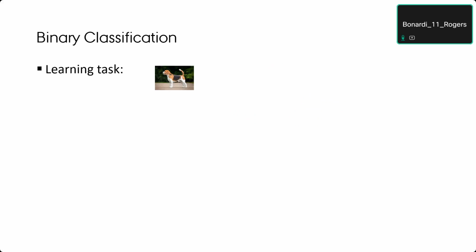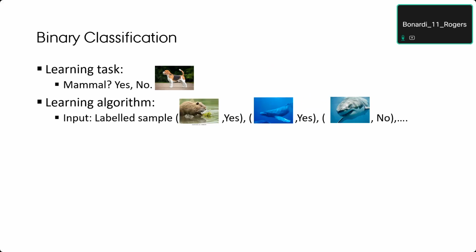So I will quickly go through some slides from earlier today to motivate some of our work. We saw earlier today binary classification: we had pictures of animals and wanted to guess whether they were a mammal, yes or no.